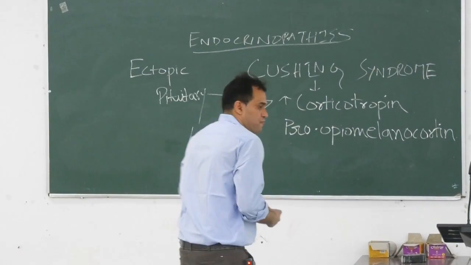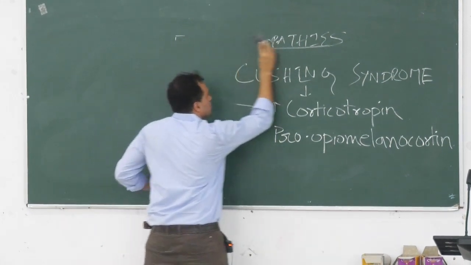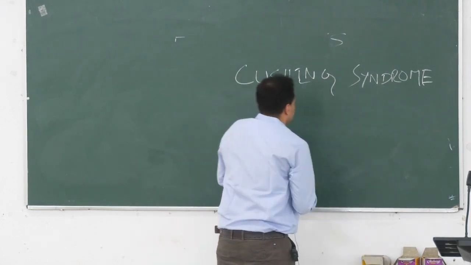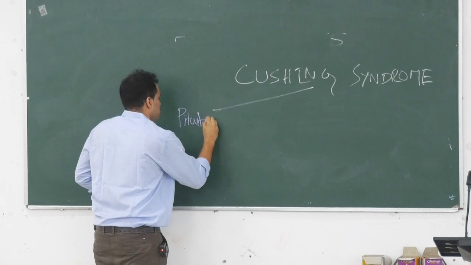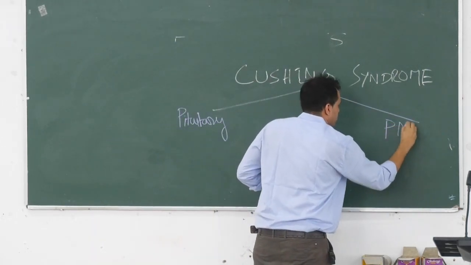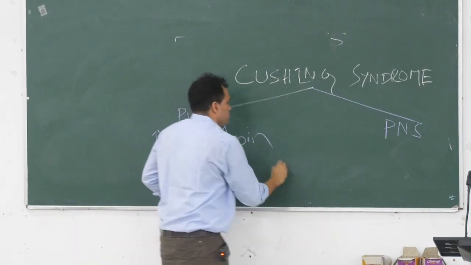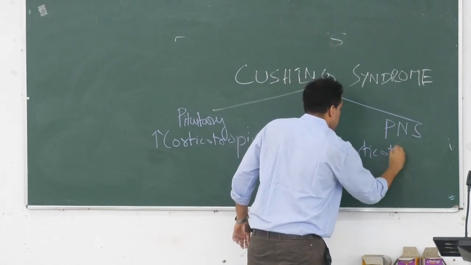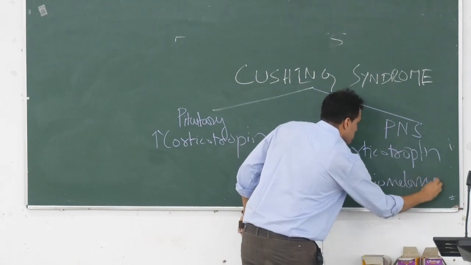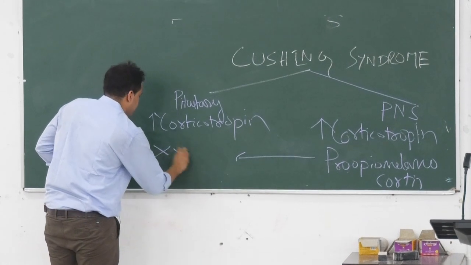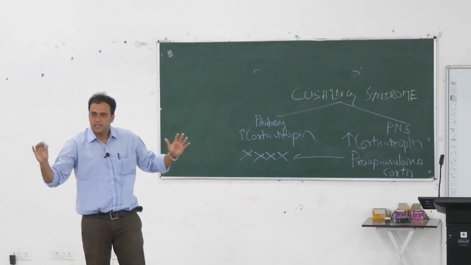Remember, if we divide it: Cushing syndrome because of involvement of the pituitary, versus paraneoplastic syndrome. There will be increased corticotropin, and in paraneoplastic syndrome also pro-opiomelanocortin. Pro-opiomelanocortin will not be present in patients with pituitary involvement. There lies the difference. Okay.